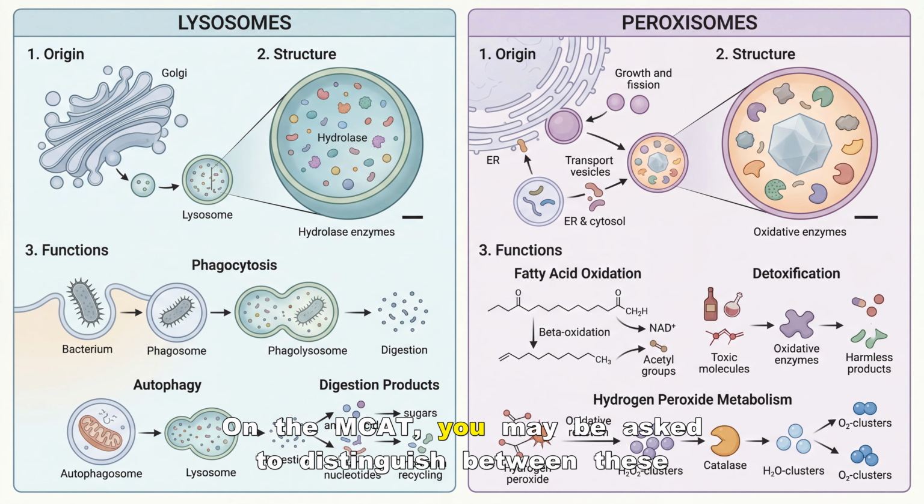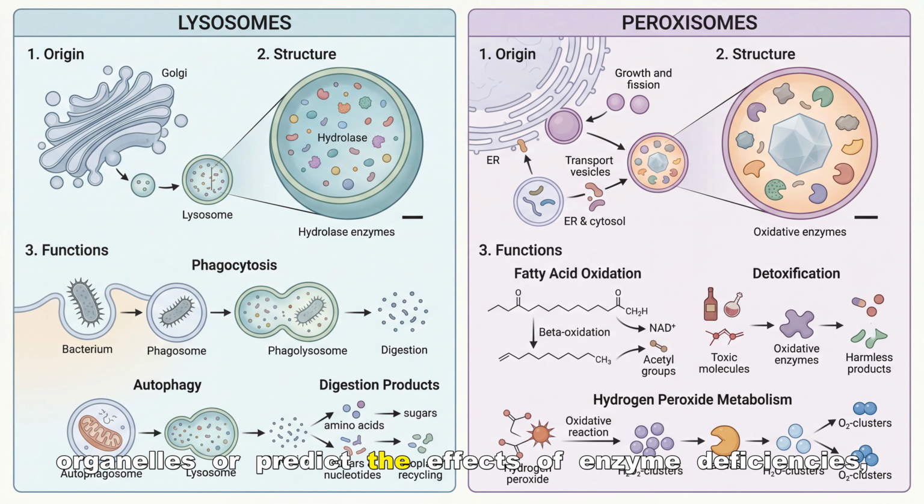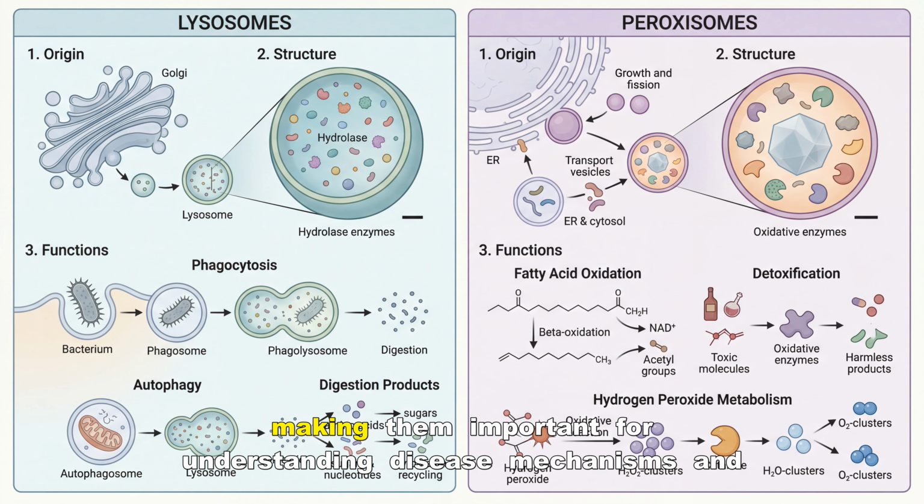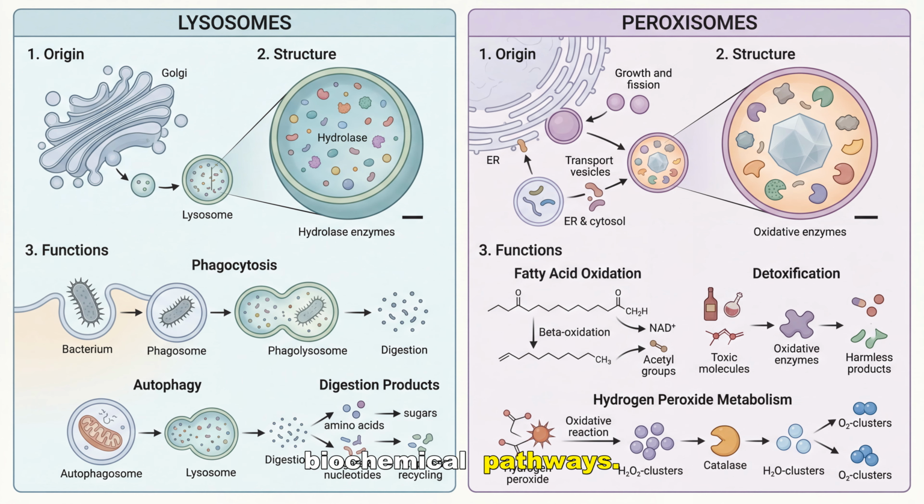On the MCAT, you may be asked to distinguish between these organelles or predict the effects of enzyme deficiencies, such as lysosomal storage diseases. A useful mnemonic is "lysosome equals lysis, peroxisome equals peroxide." These organelles connect to metabolism, oxidative stress, and cellular homeostasis, making them important for understanding disease mechanisms and biochemical pathways.